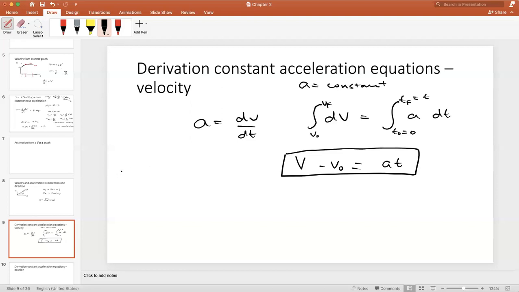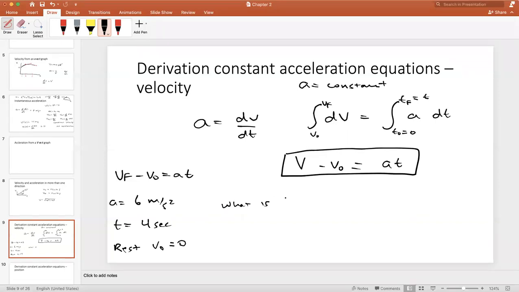So let me write it this way and do one of these really fast for you. Your car or motorcycle might have an acceleration of 6 meters per second squared. And let's say we want to know after 4 seconds what your final speed is. And you start from rest. Rest means that v initial is 0. So we want to know what is v final, or v in this equation.